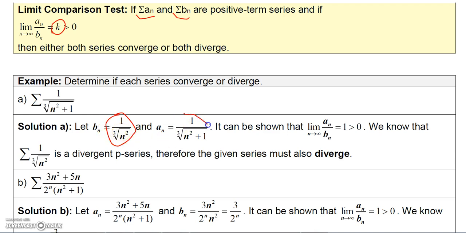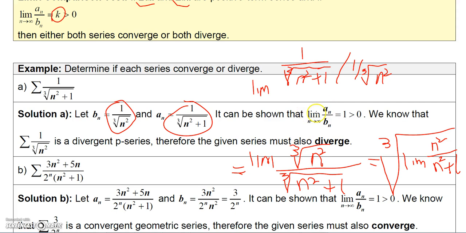Let's take our given series, and let's put it over this series. Now, I probably should have shown that, so let me pause the video here for a second and draw that for you. Okay, so here, remember, this is what I wanted to do. I want to find the limit of A sub n over B sub n. So that would be the limit of 1 over the cube root of n squared plus 1 divided by 1 over the cube root of n squared.